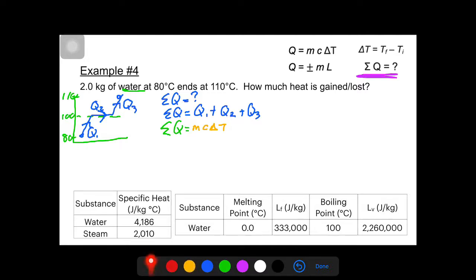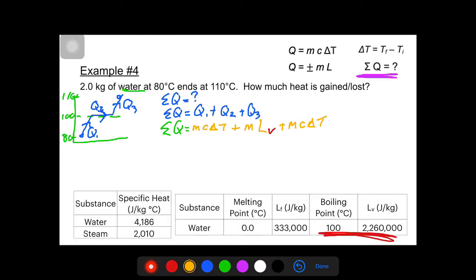Now, for my phase change, it's plus or minus m times L, and it is positive because it's moving to the right, so it's going to be the plus m times L, and then we have to decide what phase change it is going through. Well, it's going through the boiling phase, so this is going to be LV, latent heat of vaporization, plus then Q3 is a temperature change, MC delta T. And again, we are only looking at that part when we talk about Q3.